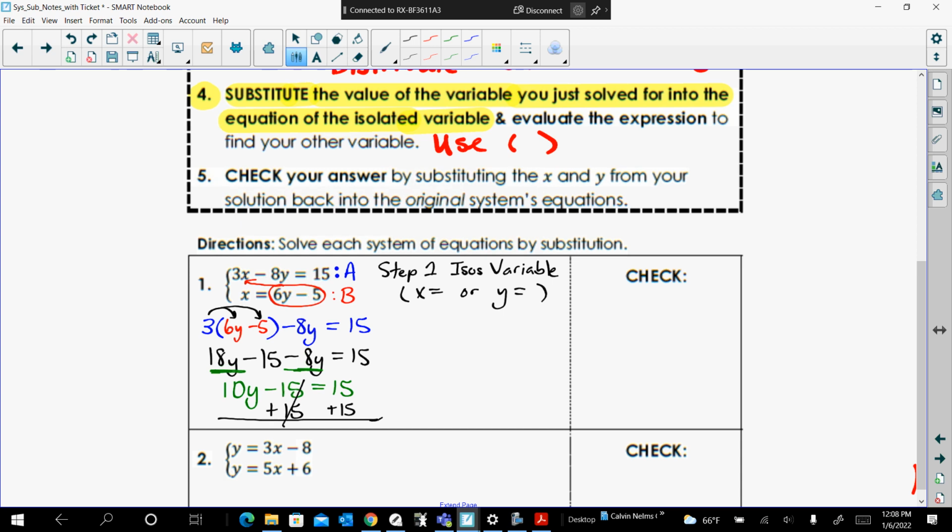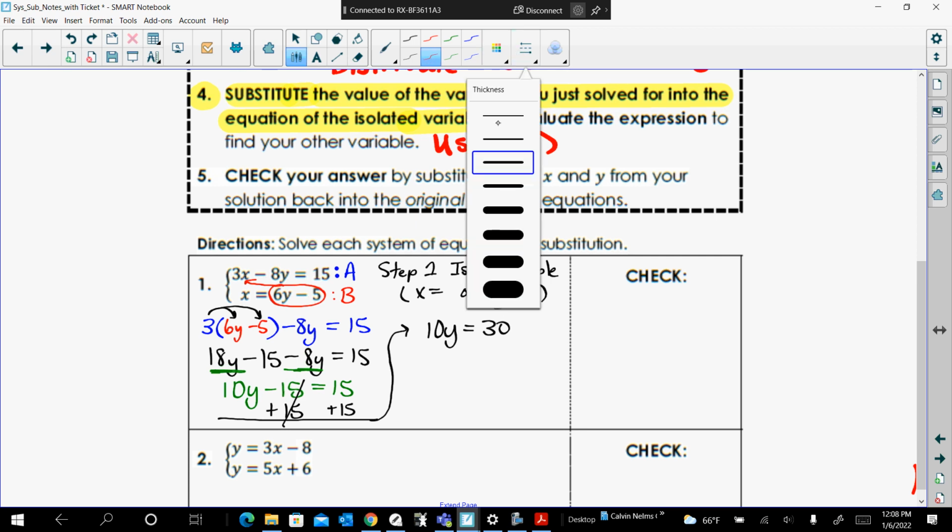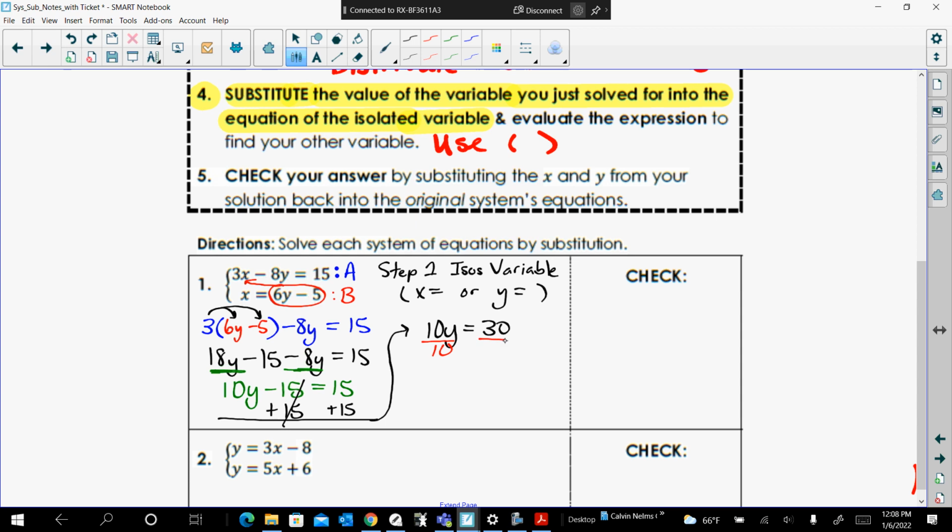That would cancel. I'm just going to come up here. And that would give me 10y equals 30. And so now I can divide by 10 on both sides, and y equals 3. Okay? I'm going to box that variable.